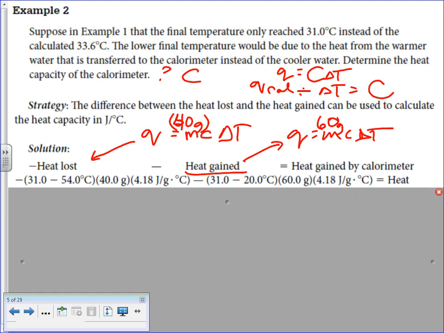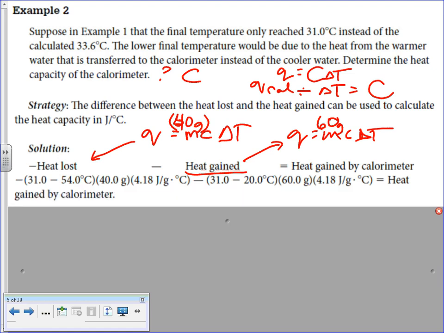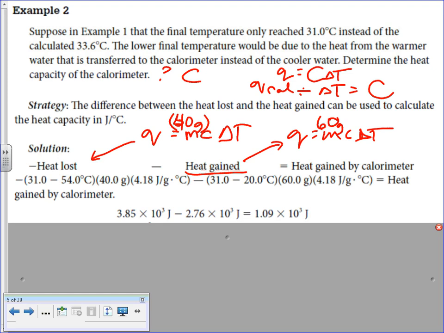So here's the math. We have delta T, the final temperature minus the initial temperature, 40 grams times our C value, times T final minus T initial. This was information given to us previously, 60 grams, and this information about the specific heat of water. So when you calculate heat, it's 1.09 times 10 to the third joules, and that's the heat absorbed by the calorimeter. You'll have to do this in your lab, so make sure you're comfortable with it. There's multiple pieces of data, and you put them in the correct spot.